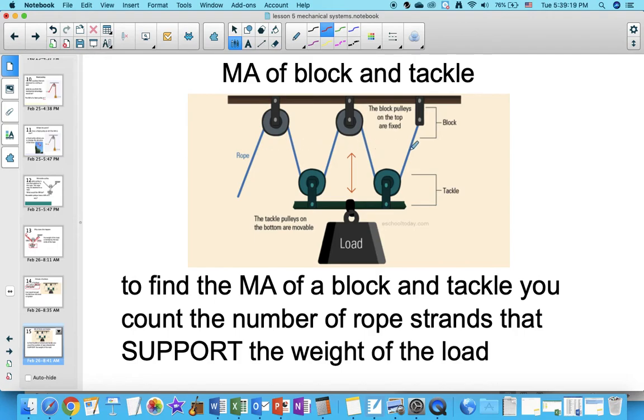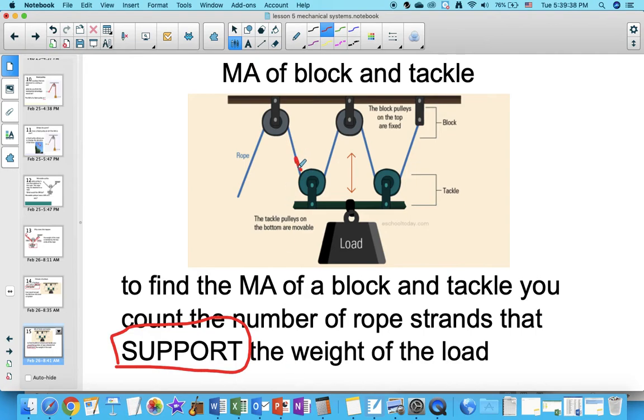Now a mistake would be to count this rope and say, okay, it has a mechanical advantage of 5. But that's not true, because this is the rope you're pulling on. This rope is not supporting the weight of the load.